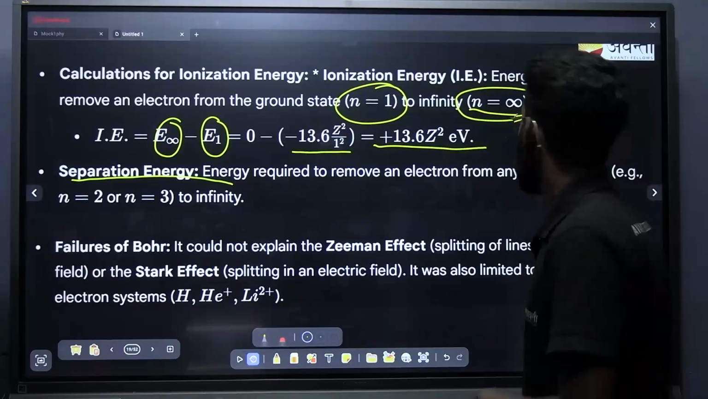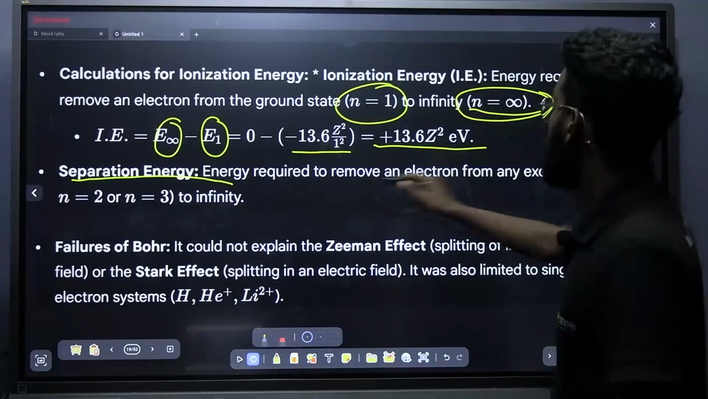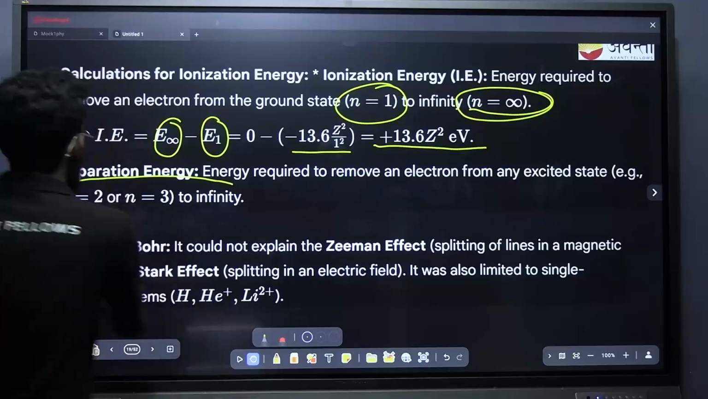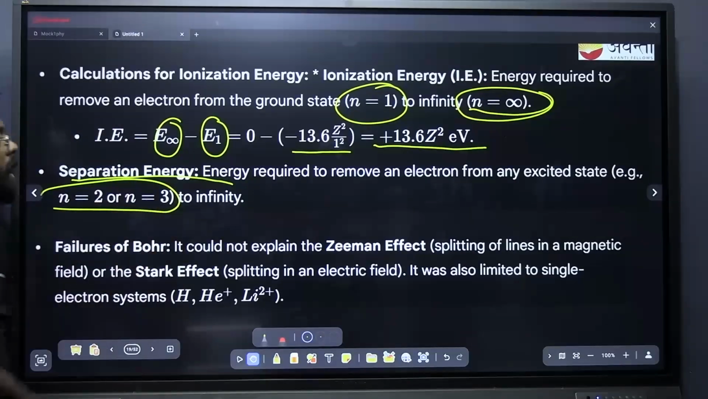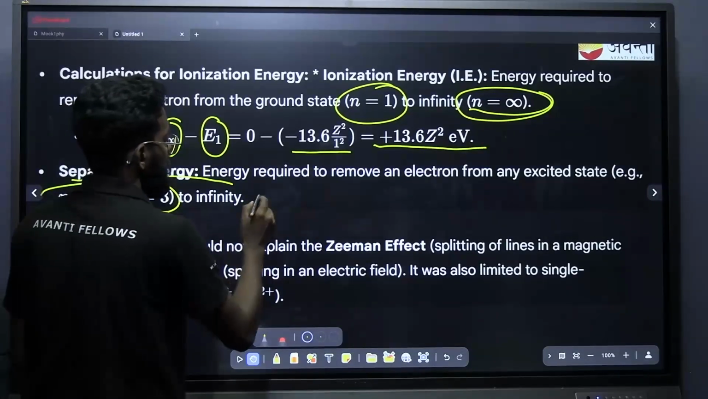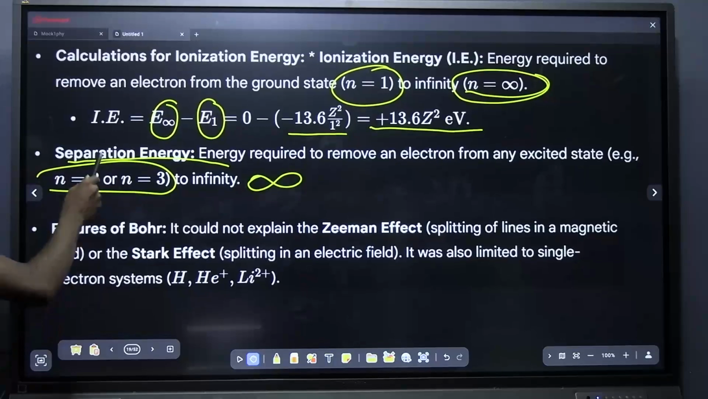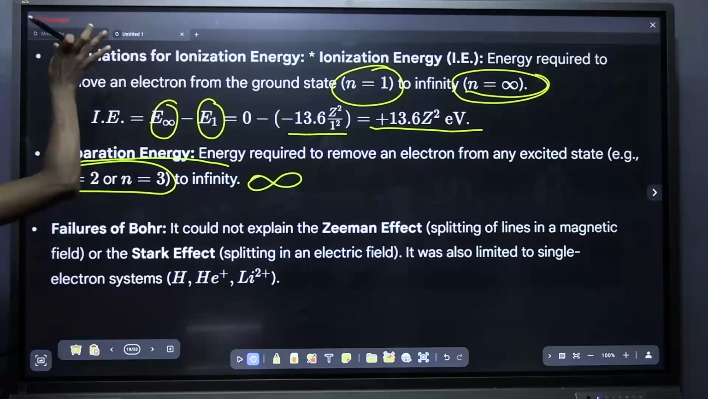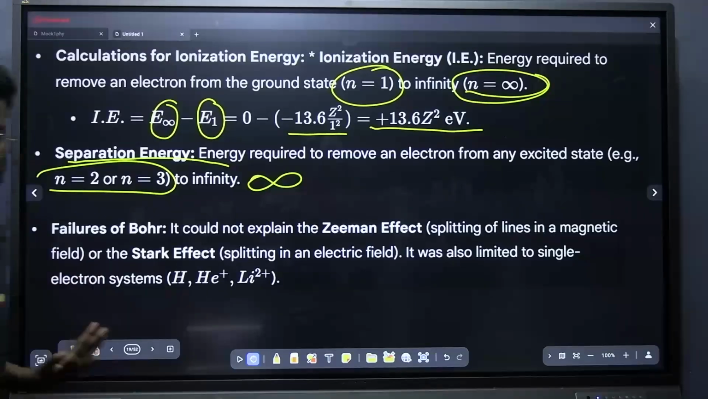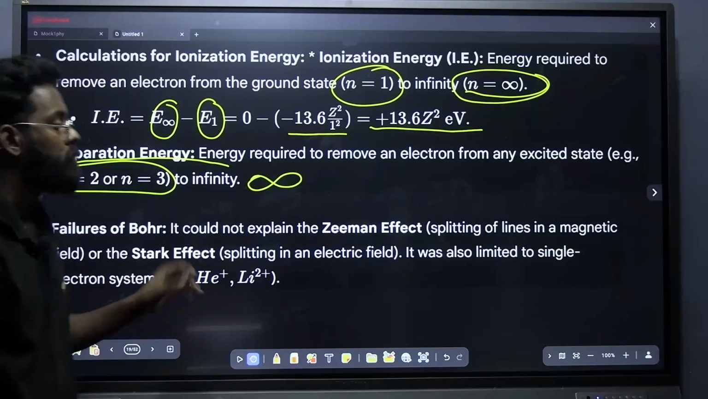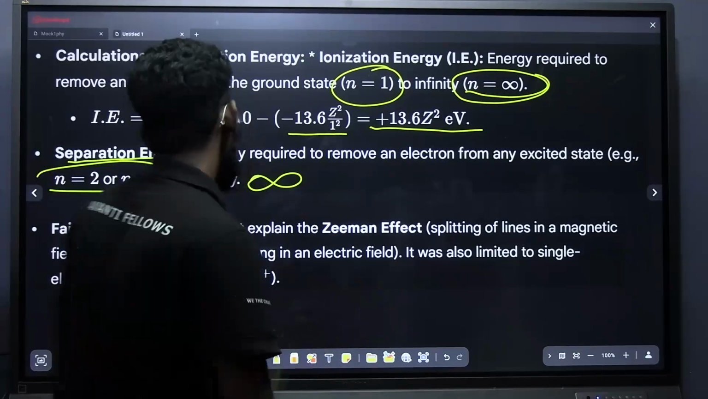Now another question will be separation energy or binding energy. What is it? Here some relaxability is there. Energy required to remove an electron from any excited state to infinity. Here the ground state will be either 2, 3 or anything, and the higher level state, higher energy, should be infinity. That is what separation energy or excitation energy. Okay, just again have an understanding of what is ionization energy, what is separation energy. Separation energy is to separate from any orbit to infinity. Ionization energy is from n is equal to 1 to infinity.